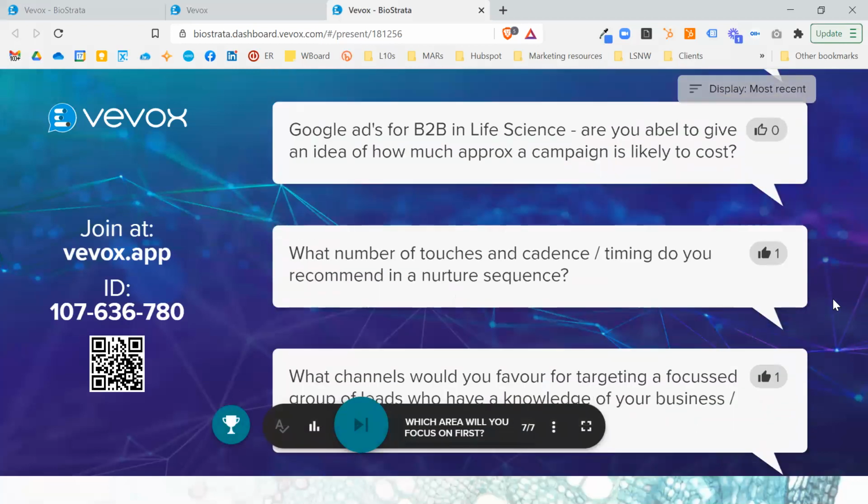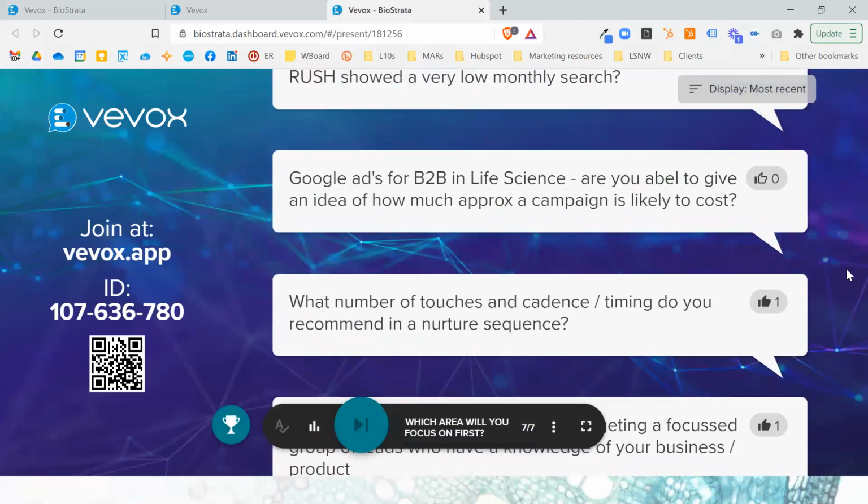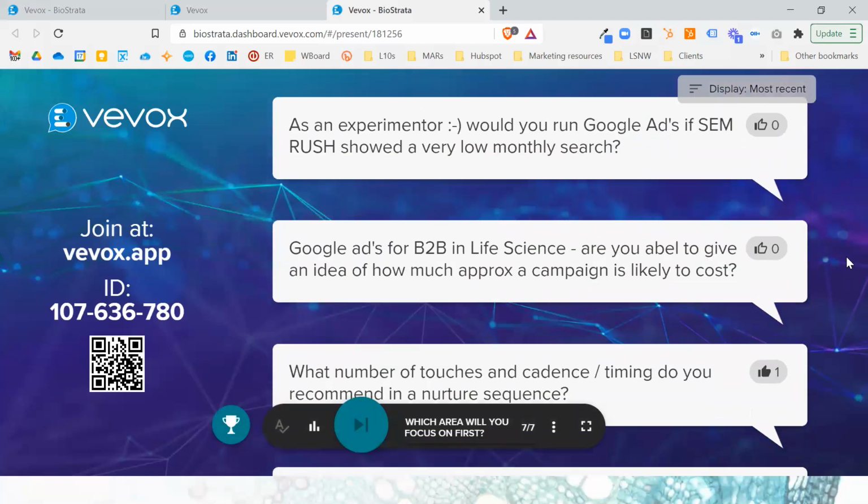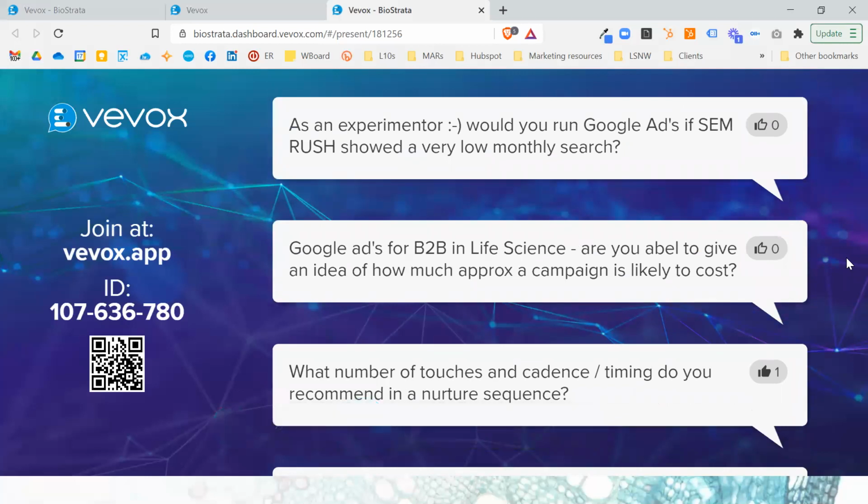Google Ads for B2B in life science, are you able to give an idea of how much a proxy campaign is likely to cost? Oh, that's a million. To be honest, the simple answer to that question is it depends. And you should always base what you're willing to spend on Google Ads by actually starting with the end in mind. How much revenue would we expect to generate from a customer?